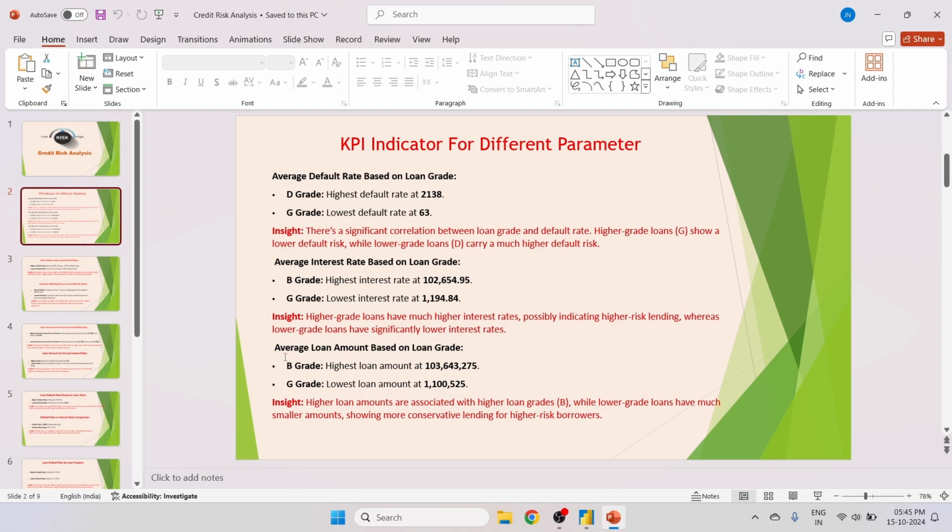Now let's move to my third KPI, average loan amount based on loan grade. B grade has the highest loan amount at 103,643,275, and G grade has the lowest loan at 1,100,525. Insight from this KPI is that higher loan amounts are associated with higher loan grade B, while lower grades have much smaller amounts, showing more conservative lending for higher risk borrowers.